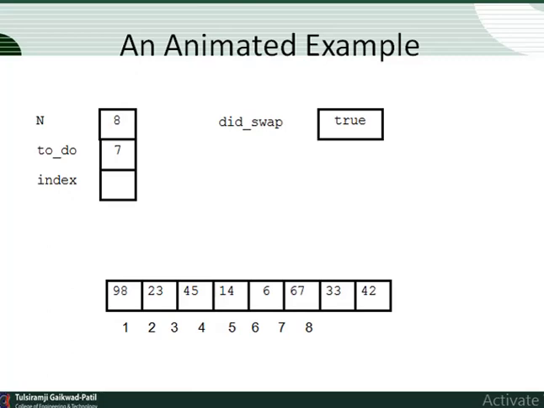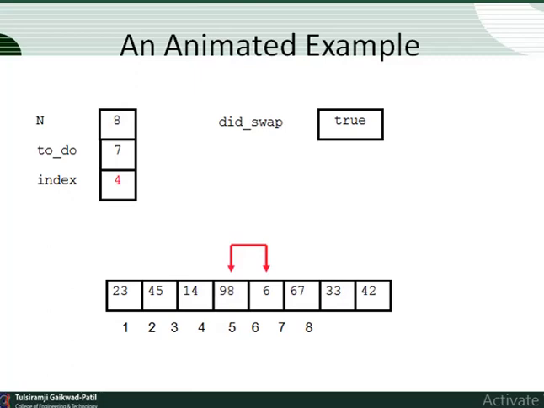98, 23, 45, 14, 6, 67, 33 and 42. Compare 98 and 23, swap, because 98 is greater than 23. That's why we need to swap. Next, compare the next bubble, 98 and 45. 98 is definitely greater than 45, swap. 45 gets the position of 98 and 98 gets the position of 45. 98 is then compared with 14. 14 is less than 98, so there is a need to swap 98 and 14.